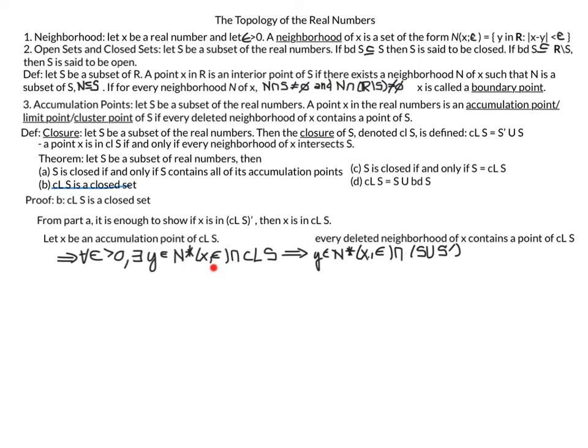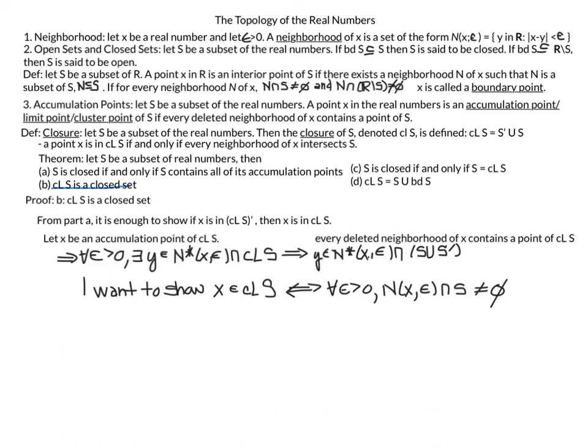So if Y is in the deleted neighborhood, it's also in the closure of S because it contains a point in the closure of S. So that's how I rewrote this symbolically. And then I substituted for closure of S union S prime. So here I have that Y is in the deleted neighborhood intersected with S union S prime, which means there are two cases. Either Y is in the deleted neighborhood and in S, or Y is in the deleted neighborhood and in S prime.